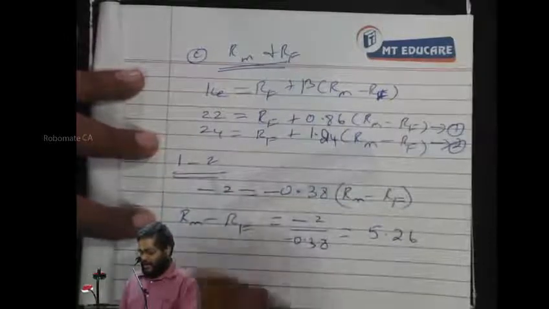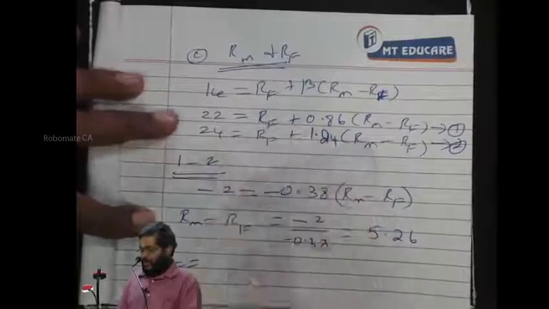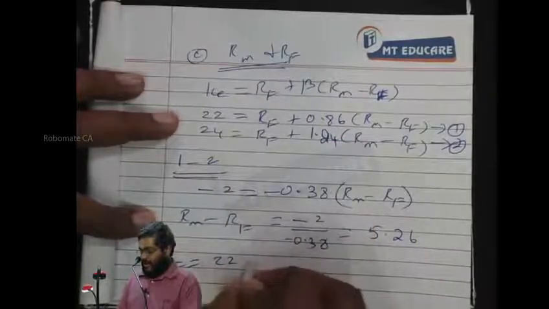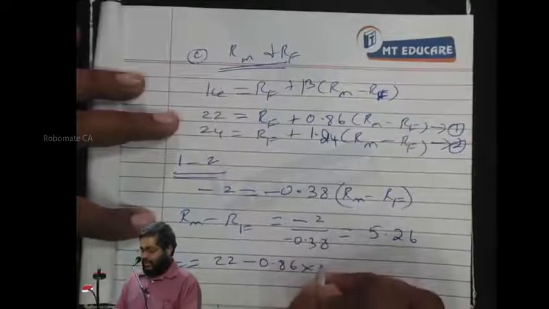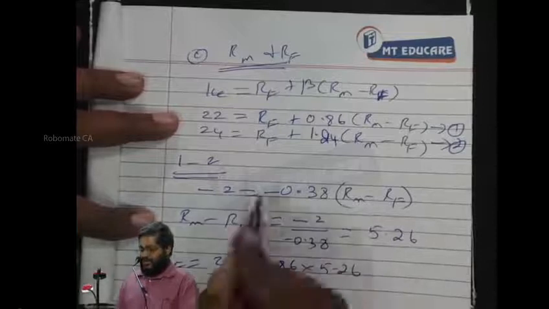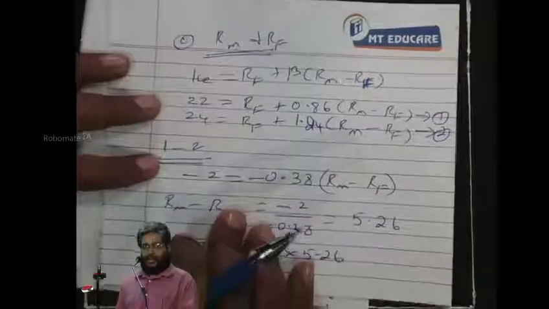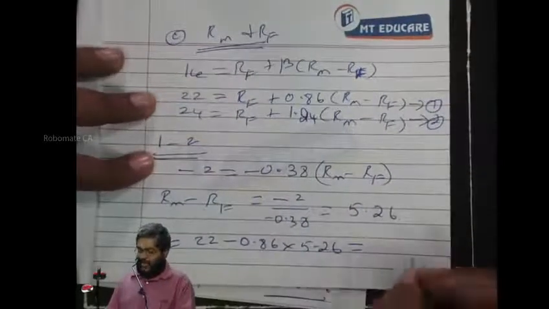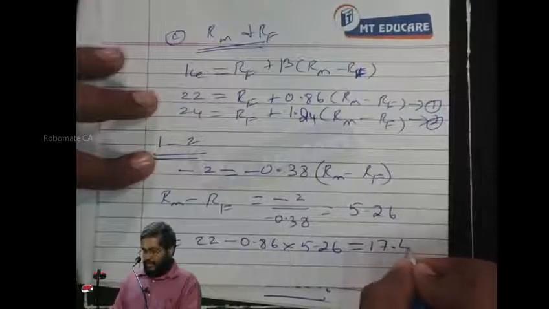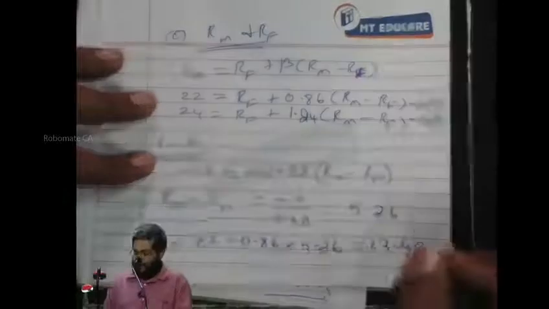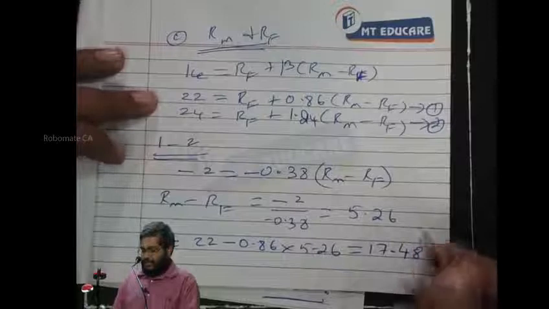Write down. Next. RF is equal to, we can substitute in any one of the equations. Can I go to the first equation? RF is equal to 22 minus 0.86 into 5.26. I hope you are understanding and writing. Tell me, what is RF here? 17.48. RF is equal to 17.48.